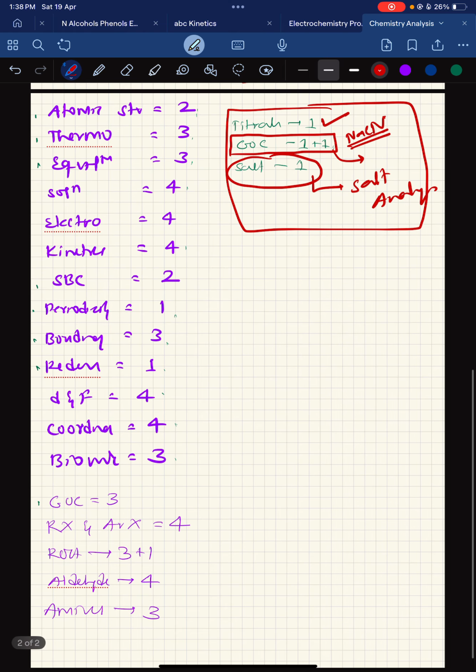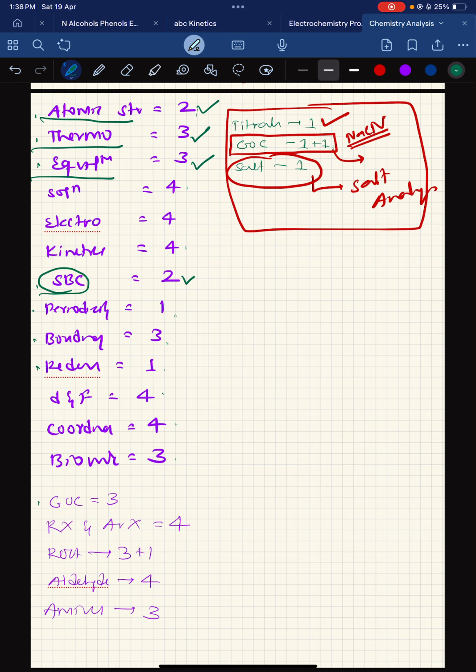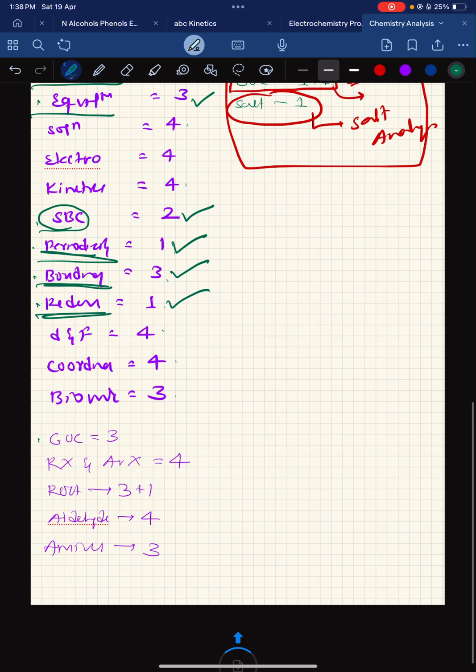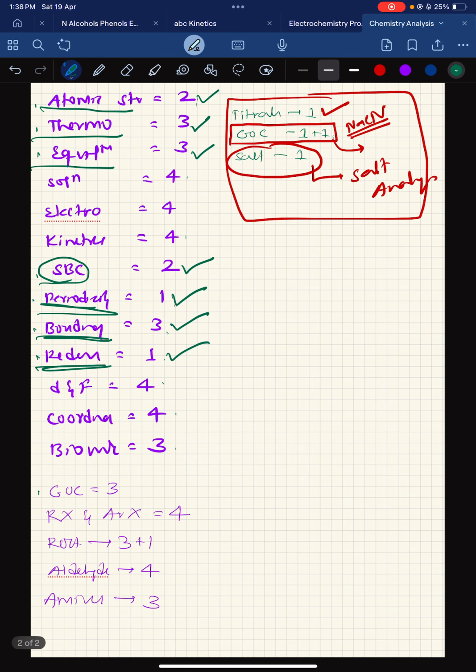And coming to the chapters, you can see that from atomic structure, first year only, 2 questions. Thermodynamics, physical chemistry, only 3 questions, equilibrium 3 questions, right? And first year some basic concepts of chemistry, 2 questions. Classification of elements and periodicity, only 1 question. Chemical bonding they have asked 3 questions. Redox reaction only 1 question, in that they have asked a type of reactions, right? And GOC, general organic chemistry, they have asked 3 questions.